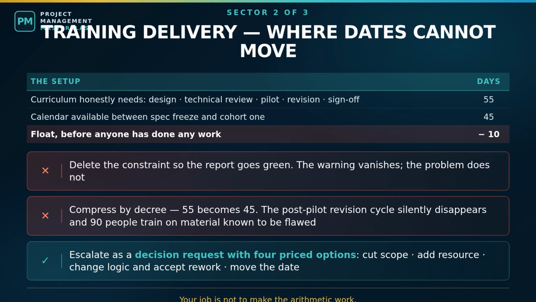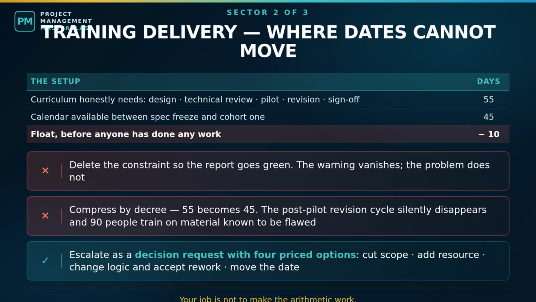What do people do with that? 3 things, and only one is legitimate. The first bad response is to delete the constraint so the report goes green. The negative float vanishes and nothing flags it. The second bad response is to compress the estimate by decree. 55 becomes 45 because it has to. Nothing changes in the work. What actually happens is the revision cycle after the pilot gets silently dropped, because it is last in the sequence and the date arrives. So the pilot reveals real problems, and those findings are never incorporated. 90 people get trained on material known to be flawed.